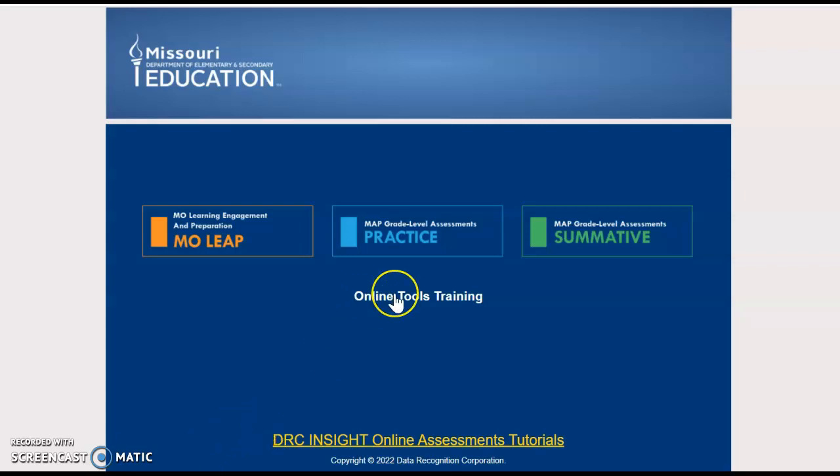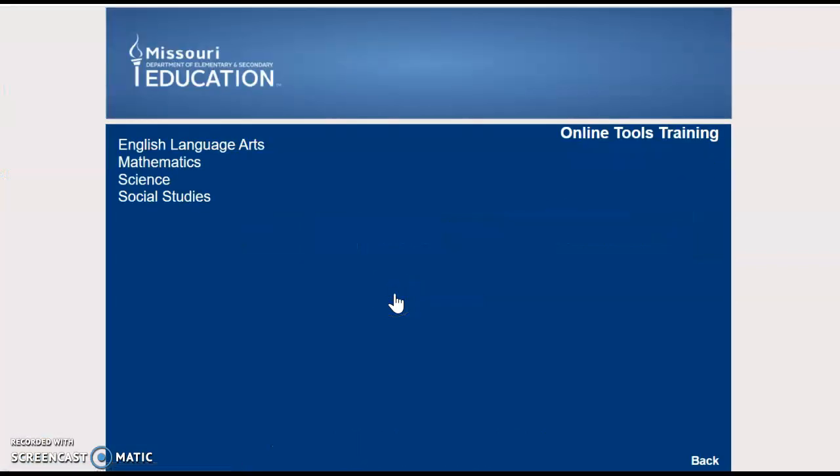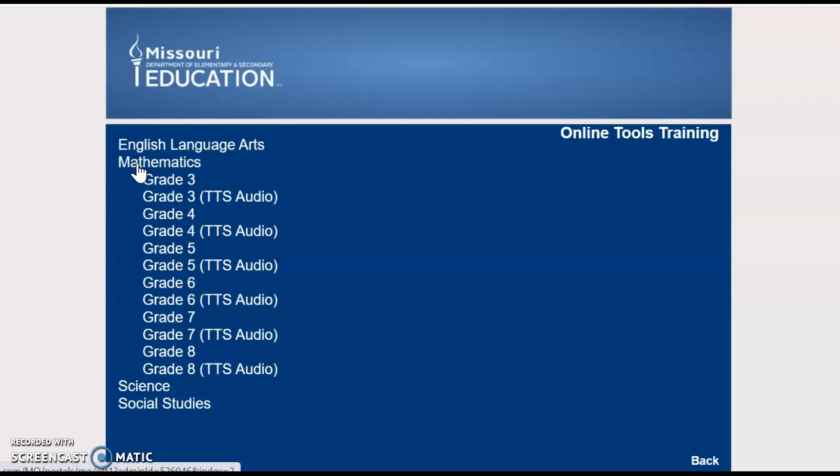So we are going to go click on that online tools training again. Only today we are going to click on mathematics. Just like yesterday, you're going to click on the grade in which you are currently in. So 6th graders, again, you are going to click grade 6. 7th grade clicks grade 7, and 8th graders, you're going to click grade 8. This example, I'm going to use grade 7.